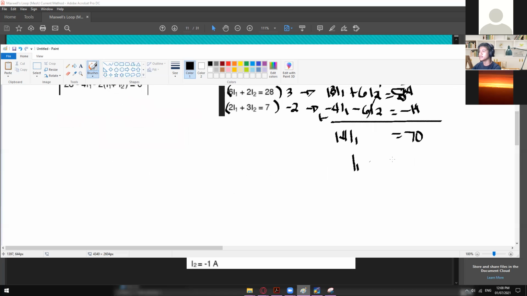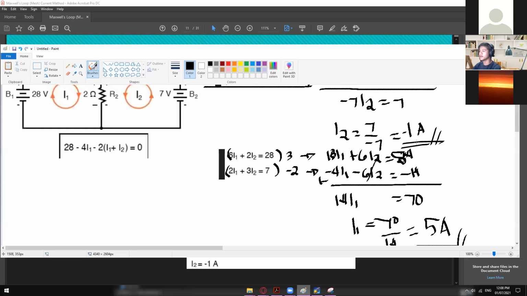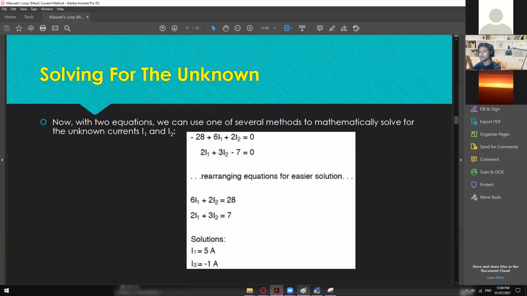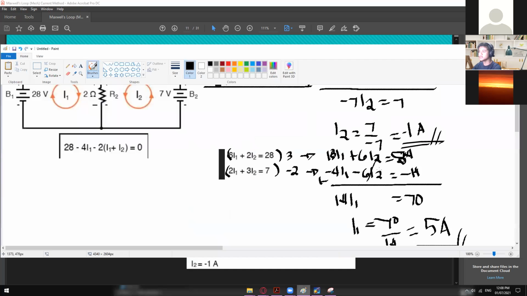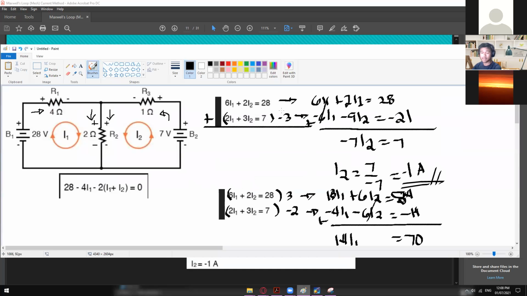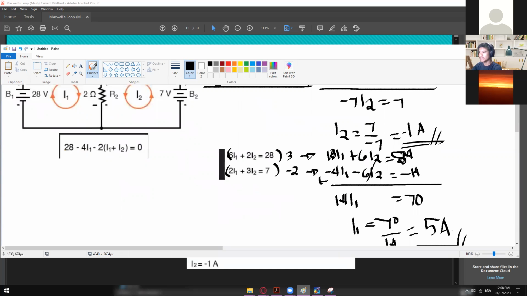Okay, so from here we can now transpose this 14 to the other side. So 70 divided by 14 will give a result of 5 ampere. So in here we now have negative 1 amp for the I2 and 5 amps for the I1. This will be a lot easier if you use your calculator. In less than a minute, you already have the value of I2 as negative 1 and I1 as 5 ampere.